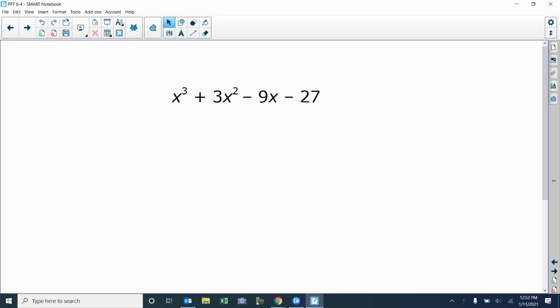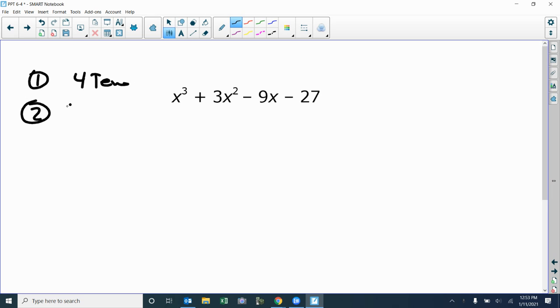Okay, if you group this first one, remember we talked about this on Friday. Step one is it needs 4 terms. This one does have that. Okay, part 2, we want to get a GCF. We group this first part, our GCF is going to be x squared. We're going to have x plus 3.